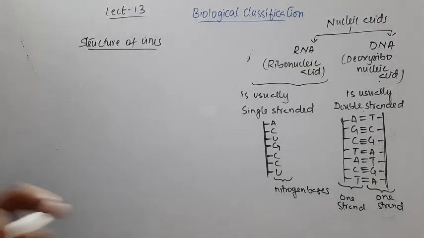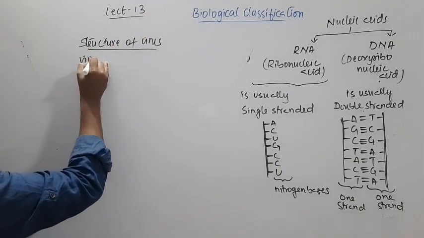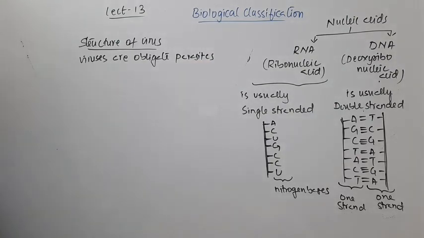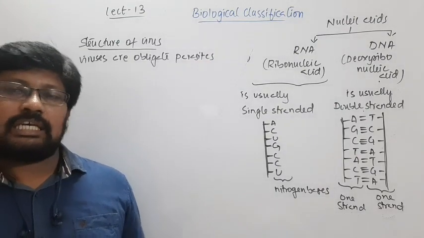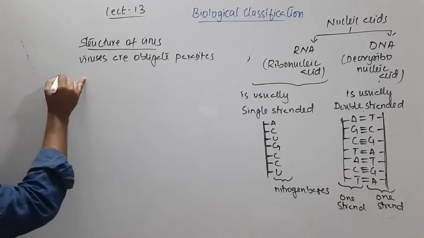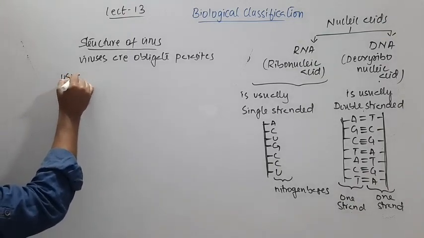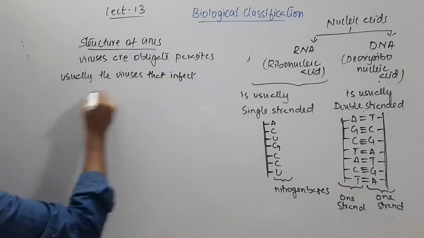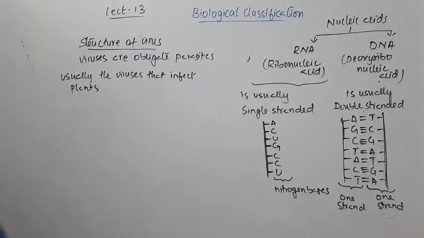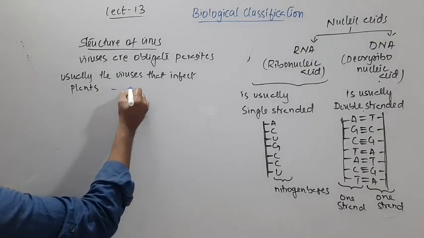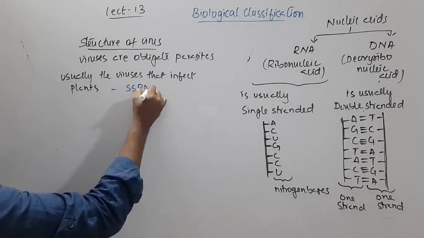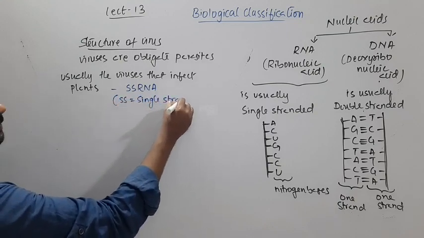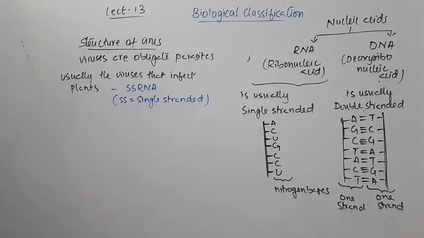We know that viruses are obligate parasites, and they cause diseases in plants, animals, including human beings. Usually the viruses that infect plants have single stranded RNA. Here SS stands for single stranded. So they contain single stranded RNA.